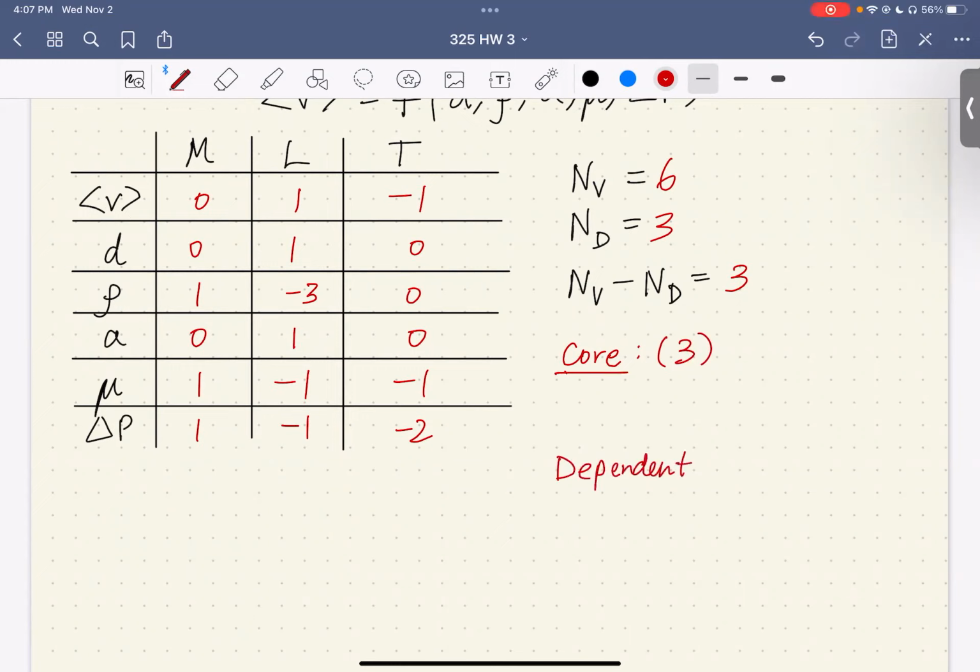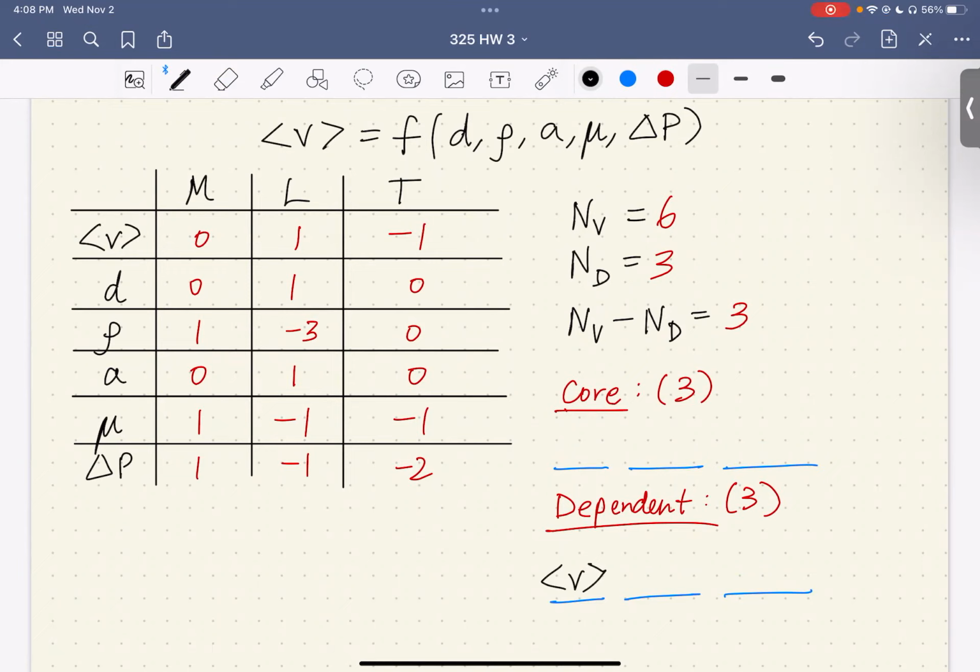So right away, let's remember some of our rules. We know that if we're trying to find velocity, right, that's always going to be a dependent variable. That's always the case. And then now let's look for actually some similarities. This is where the table comes in handy.